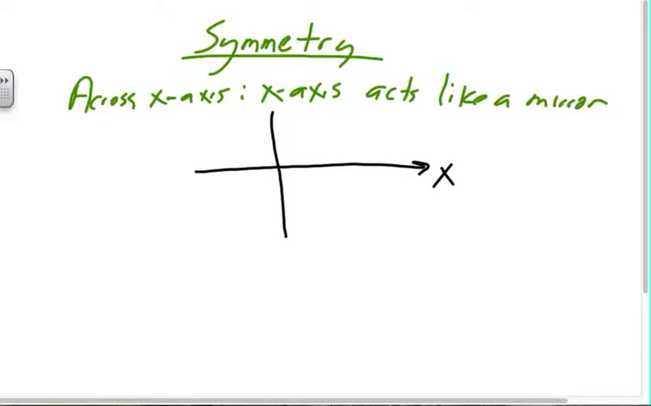So there's x, there's y. Say I have a function which looks like this. I know it has symmetry across the x-axis, so I want to draw it. Well, that's not bad. It's going to be a mirror image of what this is. So it's going to come down and look like that. And there's my full function. This is across the x-axis.